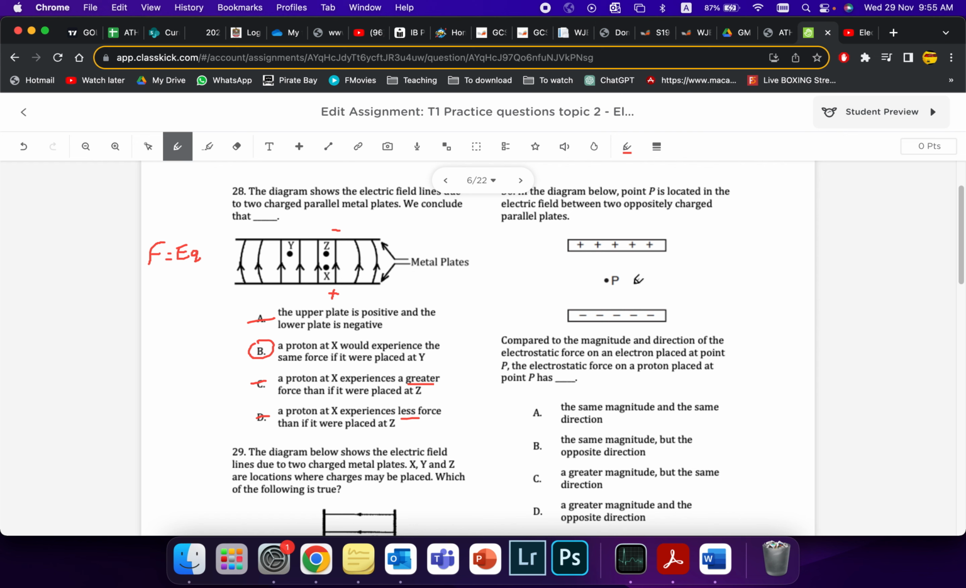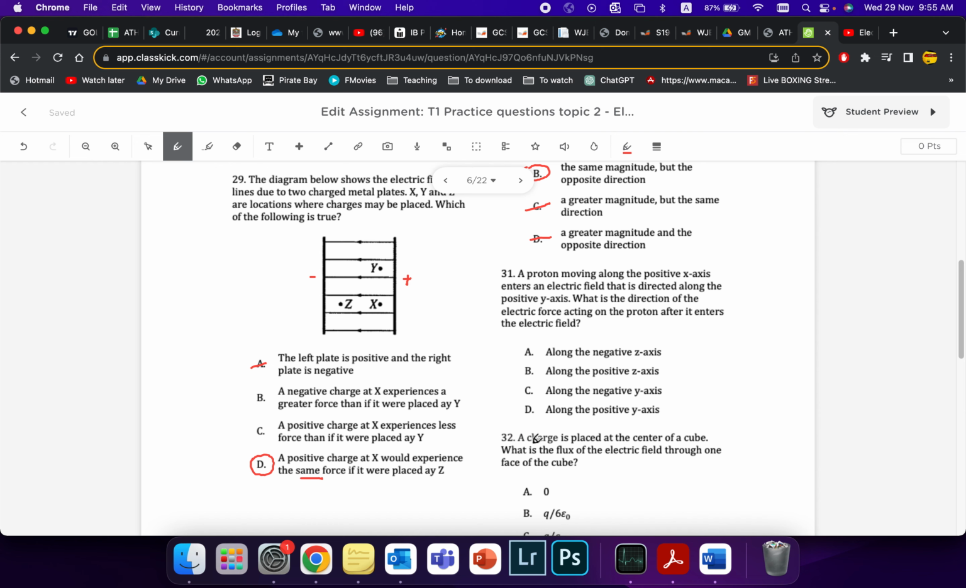Over here, P is located here between two. Compared to the magnitude and direction of an electron, what can you talk about with the force? Now, this is going from plus to minus, and it is a uniform field. The force is the same, the magnitude is the same, so magnitude options are wrong. So A or B, direction. If I had a positive charge, he will go down. But if I had a minus charge, he will go up. He's attracted to the plus, isn't he? So I will have opposite direction. B would be the answer over here.